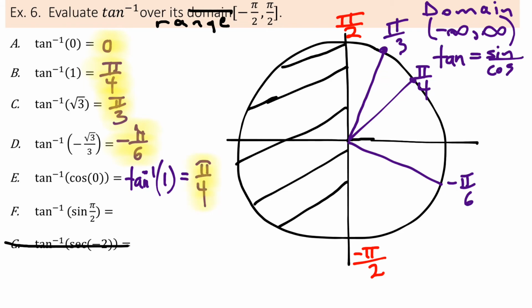So we have one more. So we have the inverse tangent of the sine of pi over 2. So here's pi over 2. So the sine of pi over 2 is 1. So this is the inverse tangent of 1 again, which is pi over 4. So notice that all of the angles that we got as answers lie between negative pi over 2 and pi over 2, which is our restricted range for the inverse tan function.